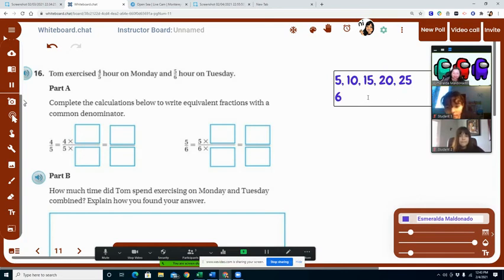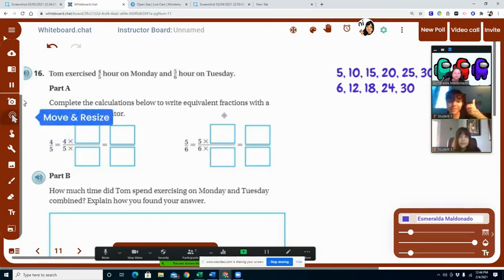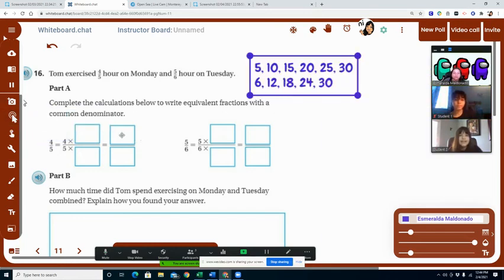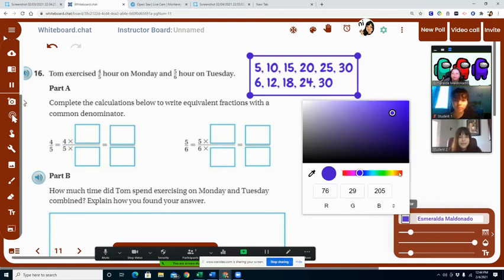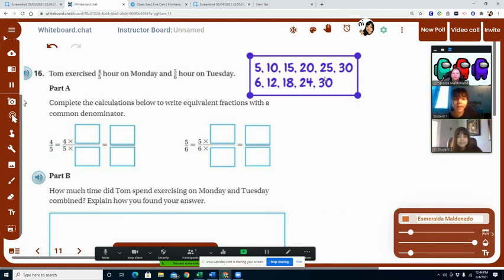All right, and then we have 6. 6, 12, 18, 24, 30. Oh, but we still don't have any common denominators. I mean, we need to go a little bit farther with the 5, right? 25, 30. And there you go. Bingo. Let me move this to the side. So what denominator am I using? 30.